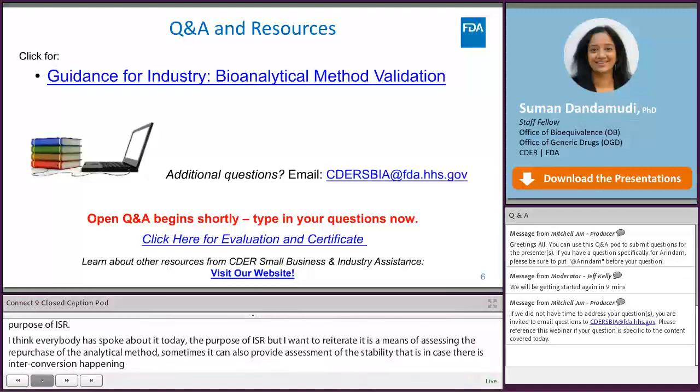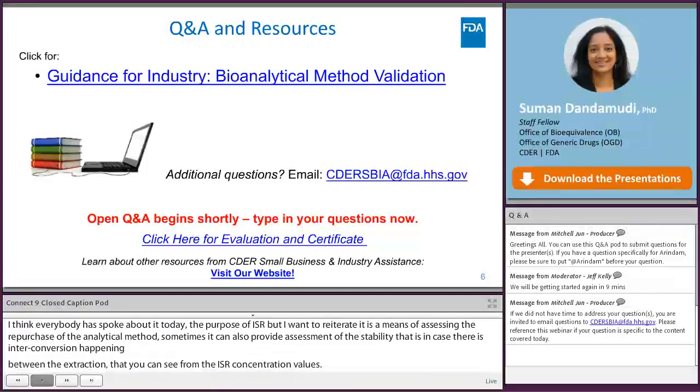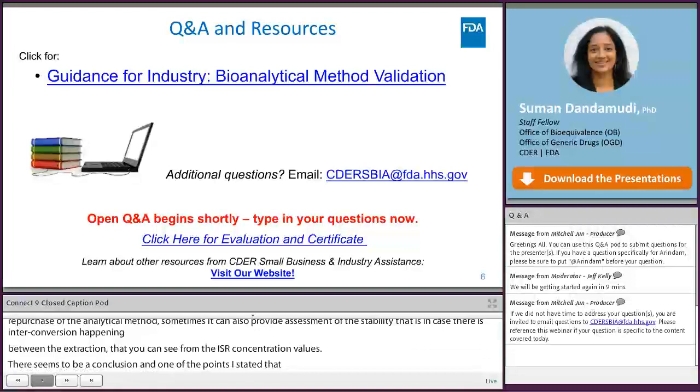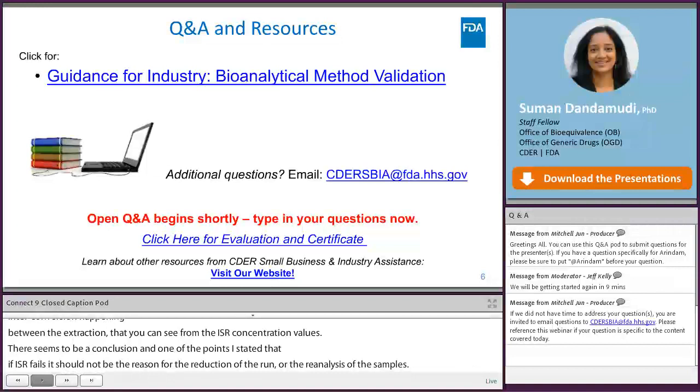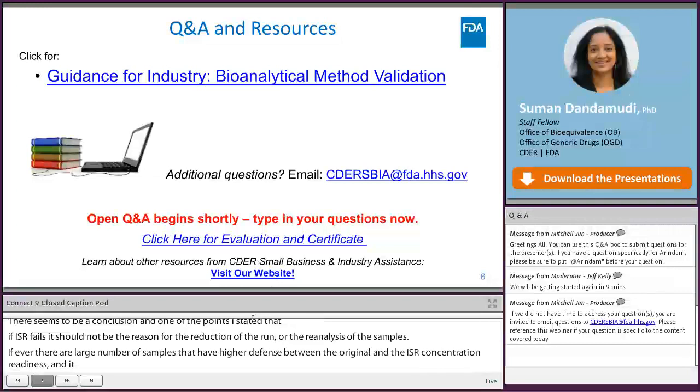There seems to be a confusion in one of the points I stated, that if ISR fails, it should not be the reason for the rejection of the run or the reanalysis of the samples. What I meant is, if ever there are a large number of samples that have a higher difference between the original and the ISR concentration values, much greater than 20%, either 40 or 50, an investigation needs to be performed even though ISR failed. However, if needed, you can change the method or sample processing and reconduct the analysis of the entire study samples using the newly validated method.